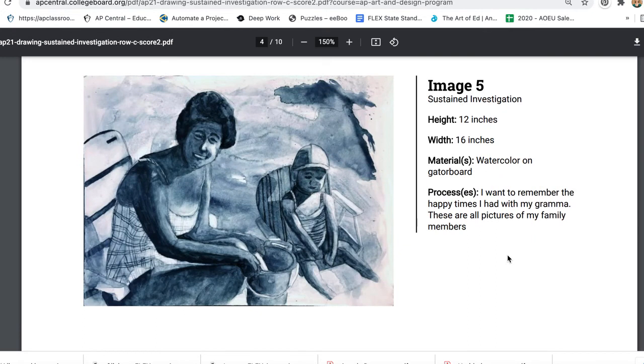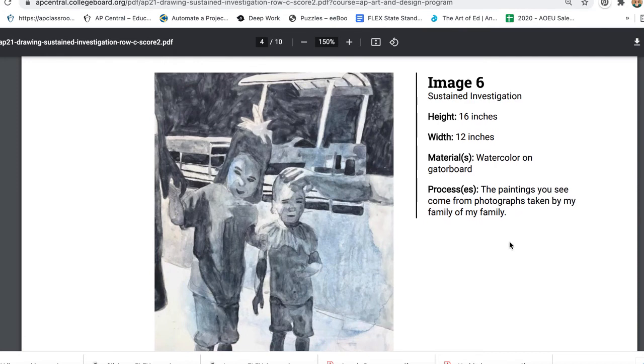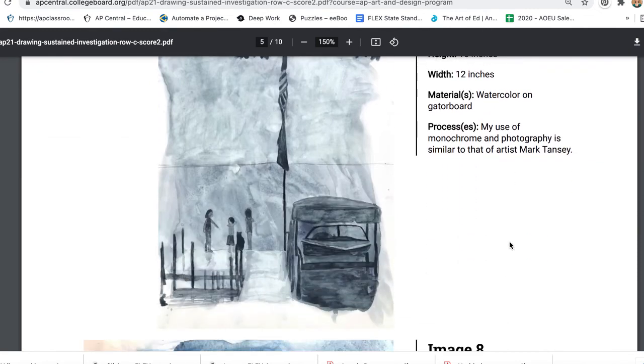Image 5. I want to remember the happy times I had with my grandma. These are all pictures of my family members. Image 6. The paintings you see come from photographs taken by my family of my family. Image 7. My use of monochrome and photography is similar to that of artist Mark Tansey.